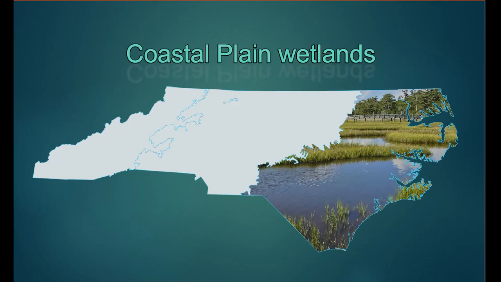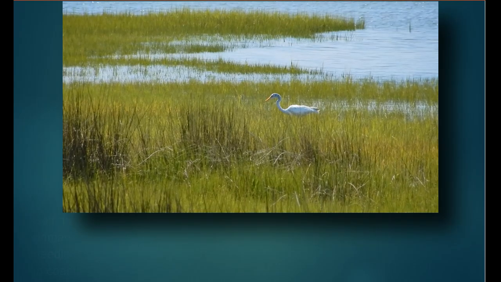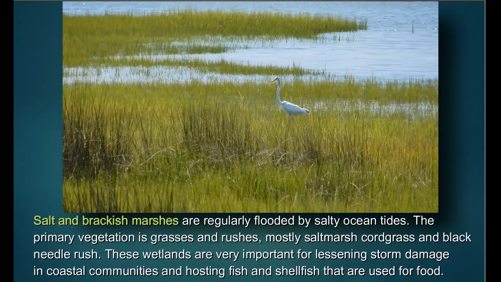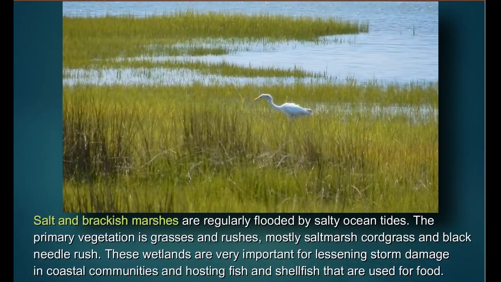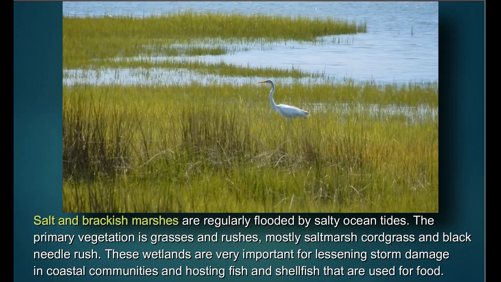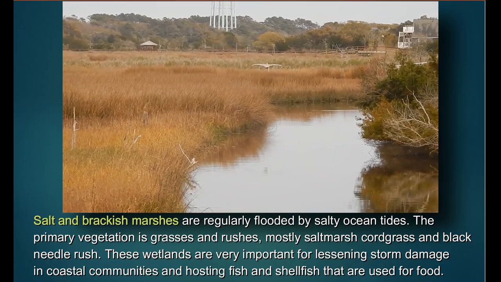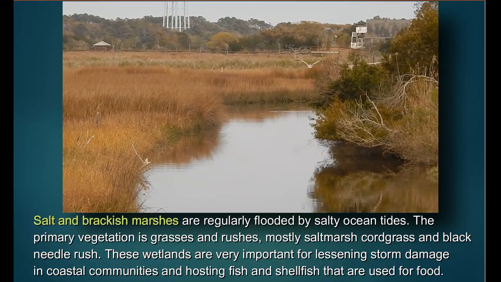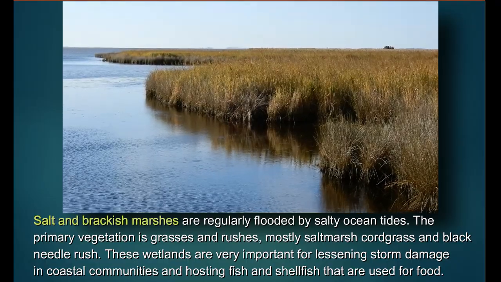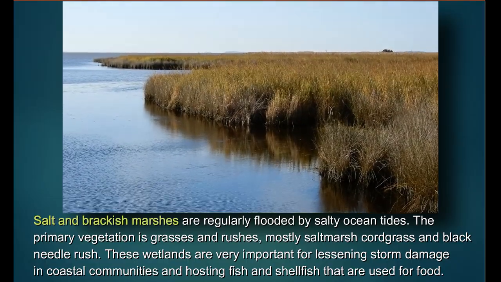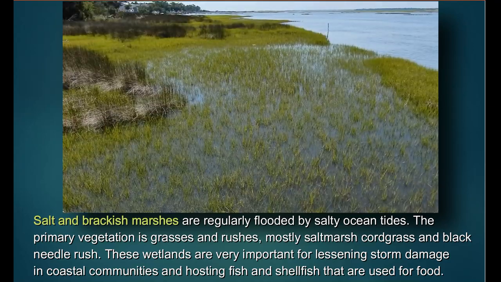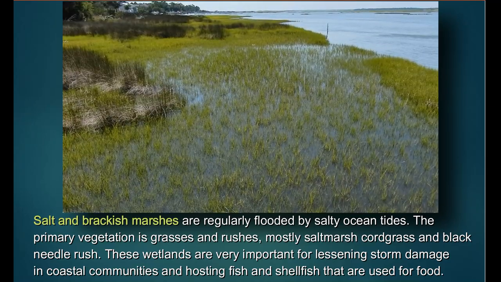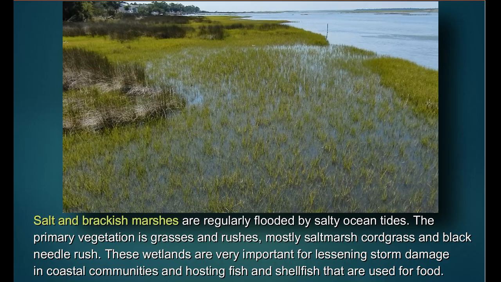Coastal plain wetlands. Salt and brackish marshes are regularly flooded by salty ocean tides. The primary vegetation is grasses and rushes, mostly salt marsh cord grass and black needlerush. These wetlands are very important for lessening storm damage in coastal communities and hosting fish and shellfish that are used for food.